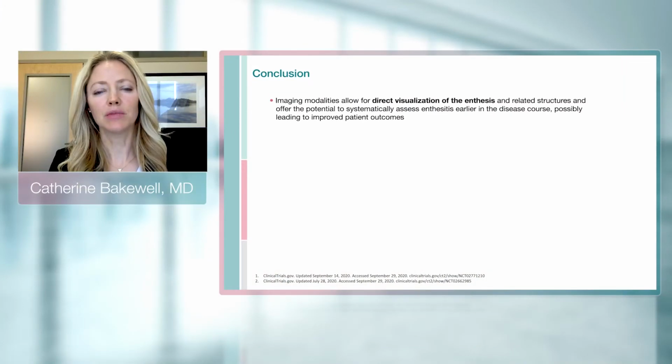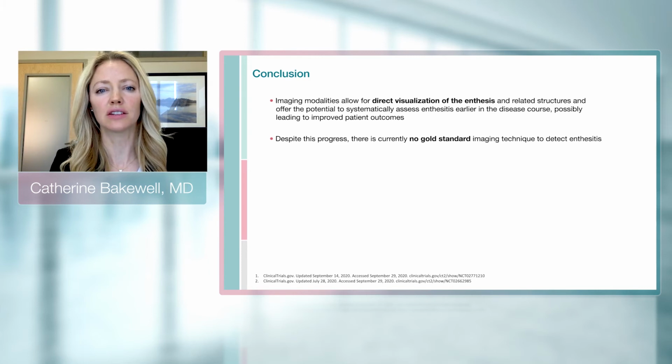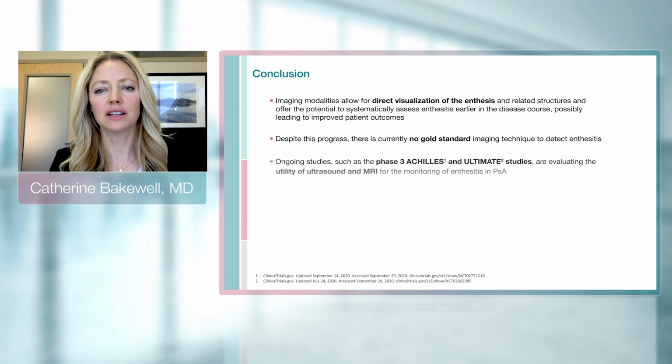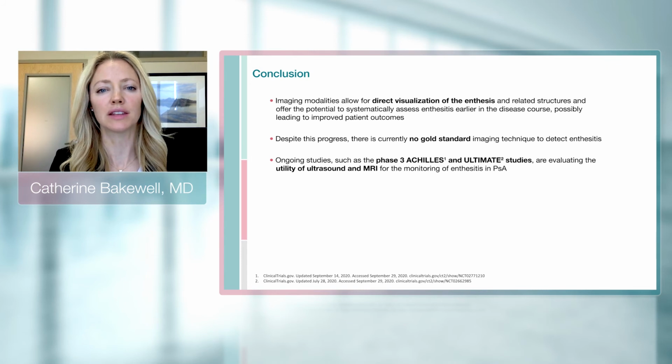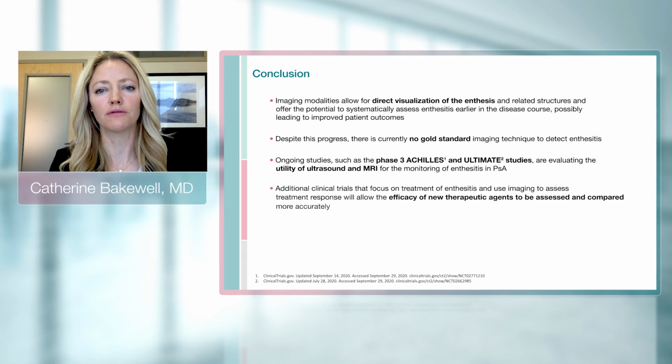As you have seen, imaging modalities allow for direct visualization of the enthesis and related structures and offer the potential to systematically assess enthesitis earlier in the disease course, possibly leading to improved patient outcomes. Despite this progress, there is currently no gold standard imaging technique to detect enthesitis. Ongoing studies, such as the Phase 3 ACHILLES and ULTIMATE studies, are evaluating the utility of ultrasound and MRI for the monitoring of enthesitis in PsA. Additional clinical trials that focus on treatment of enthesitis and use imaging as a way to monitor the effects of treatment will allow the efficacy of new therapeutics to be assessed and compared.